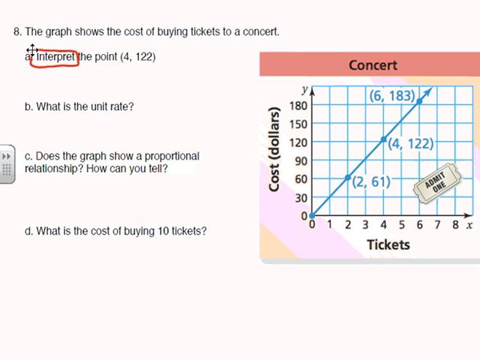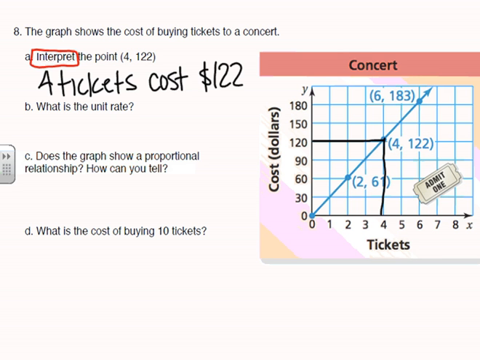If I look at my graph, the 4 represents the number of tickets. So 4 tickets. And the 122 represents the cost. So 4 tickets cost $122. So if you just look at the units or your labels on your graph, you can easily interpret that point.